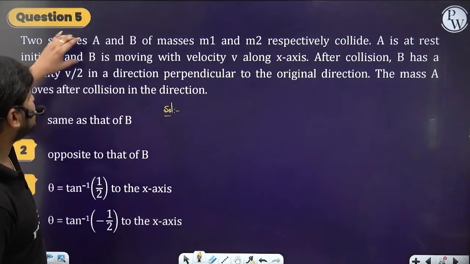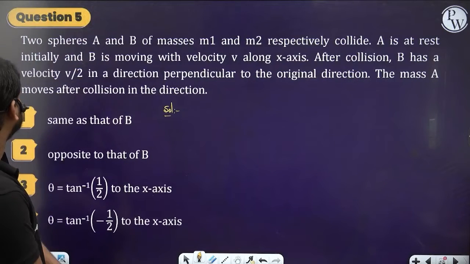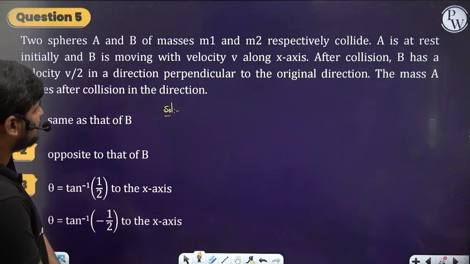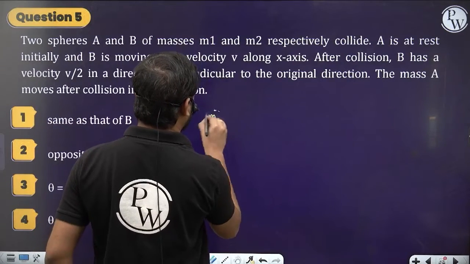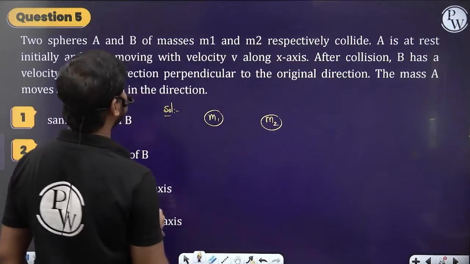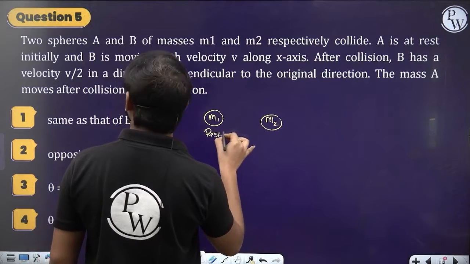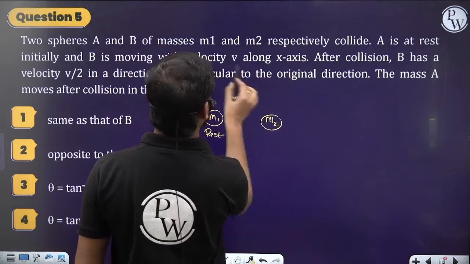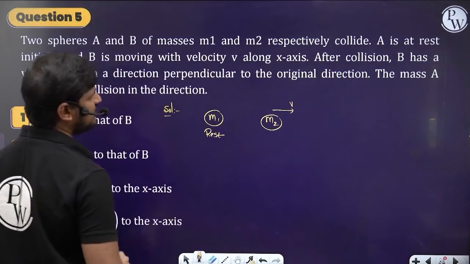There are two spheres A and B of mass m1 and m2 respectively that collide. A is at rest initially and B is moving with a velocity v along the x-axis. So see here, there are two masses, m1 and m2. Initially the m1 is at rest, so this is A, at rest. This one is moving at a speed v along the x-axis.